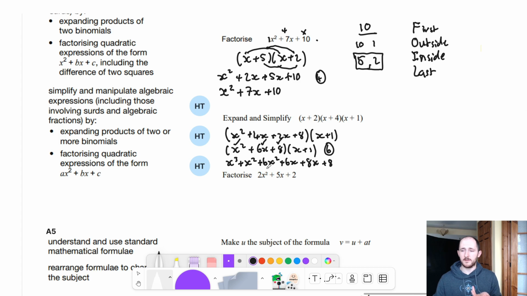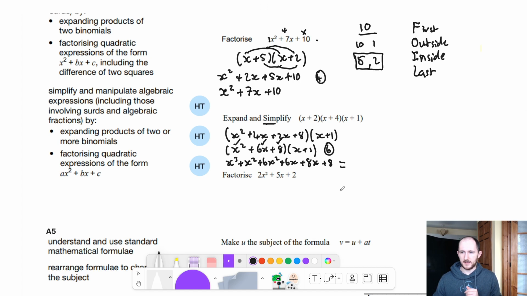Especially when I'm teaching in front of a class, it's easy for me to make a mistake on this. So I tick it off as I go along, just to make sure that I have all of the terms that I expect. Now the last thing you want to do is simplify by collecting like terms. So whenever they say simplify, they just mean collect like terms, at least in expanding questions.